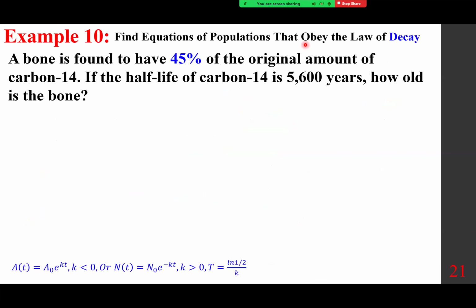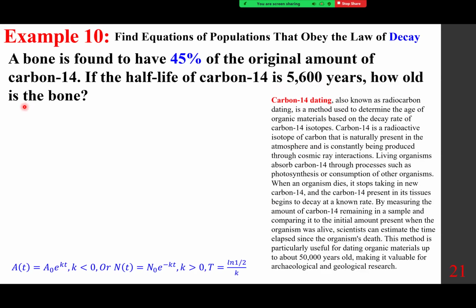Find the equation of a population that obeys the law of decay. A bone is found to have 45% of the original amount of carbon-14. If the half-life of carbon-14 is 5,600 years, how old is the bone? Well, let's remind everybody of carbon-14 dating.